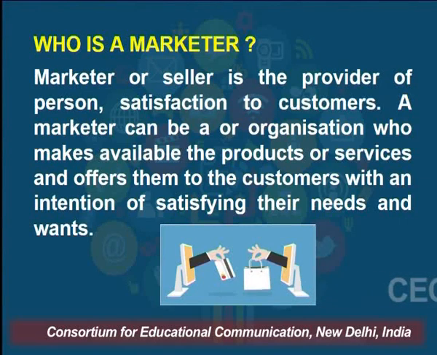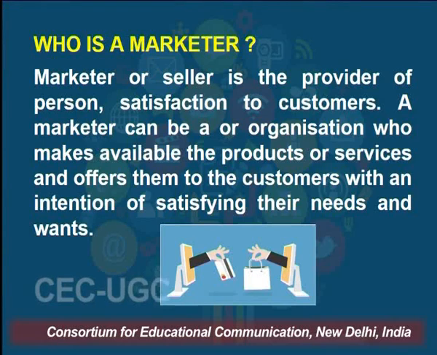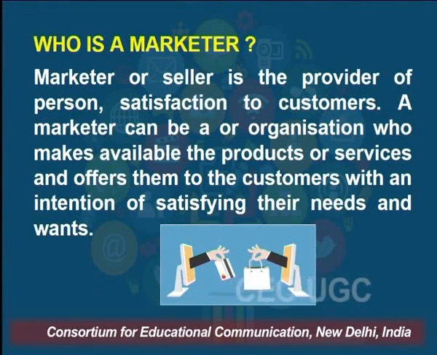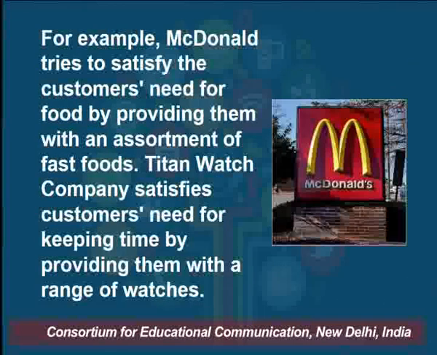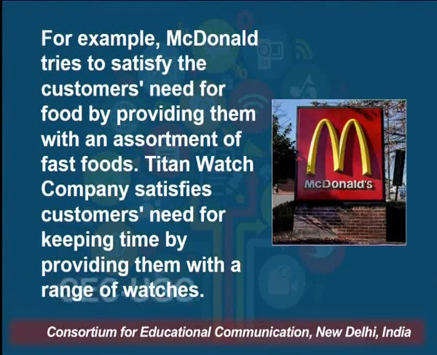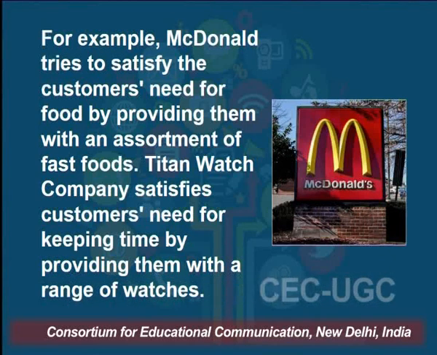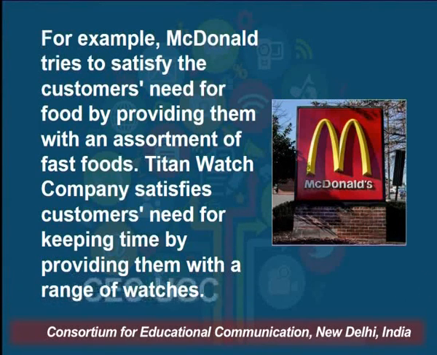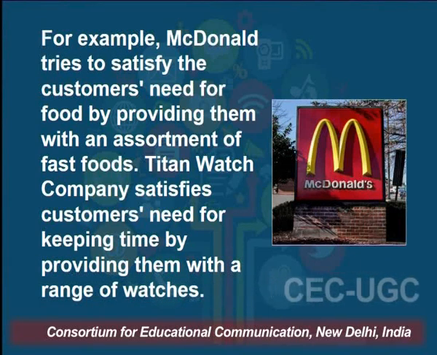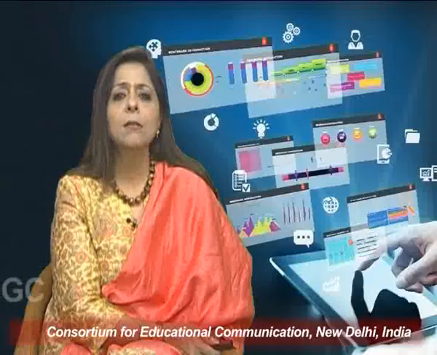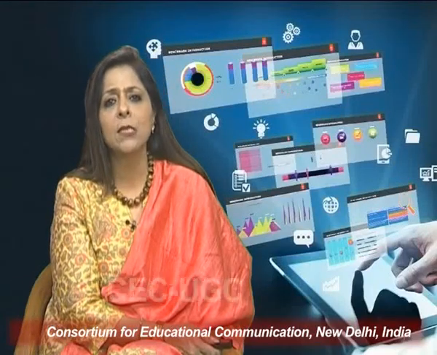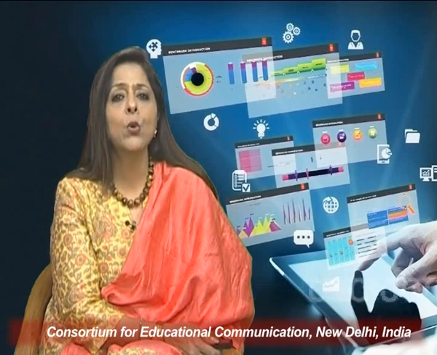A marketer or a seller is the provider of satisfaction to customers. A marketer can be an organization that makes available products or services and offers them to the customer with the intention of satisfying their needs and wants. For example, McDonald's tries to satisfy the customer's need for food by providing them with an assortment of fast food. The Titan Watches company satisfies the customer's need for keeping time by providing them with a range of watches. Now, some marketers offer services to customers, and so these marketers are known as the service.